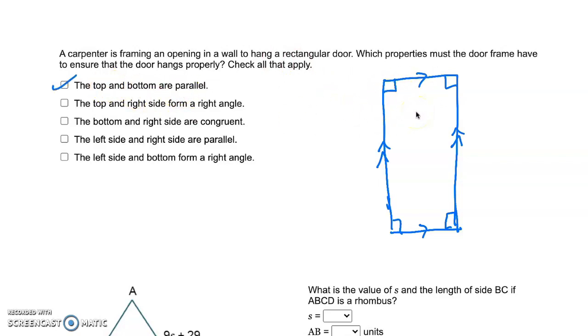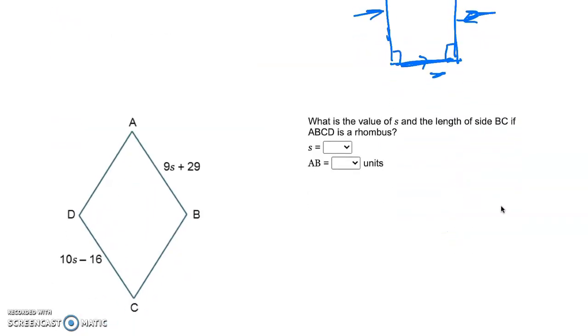Yes, that needs to be true. The top and the right side form a right angle. Yeah, that needs to be true. The bottom and the right side are congruent. Well, do we need to have this side congruent to this side? No, that's not necessarily true. The left side and this side, are they parallel? Yes, those are parallel, so that needs to be true. And the left side and bottom need to form a right angle. Yes, that is also true. So those are the things we know about rectangles.